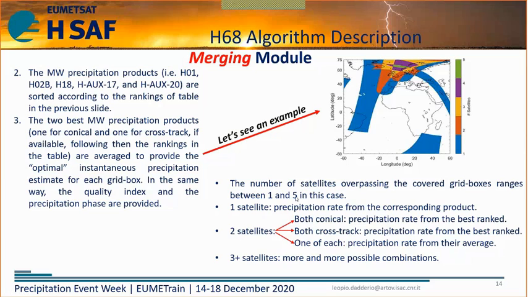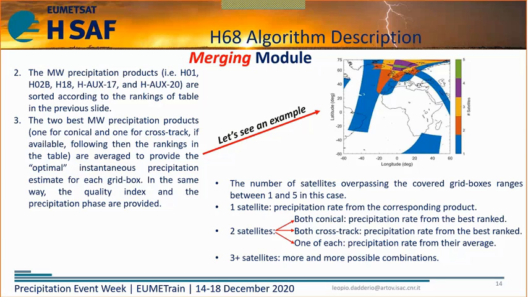If you have two satellites, you have three possible scenarios. If both satellites are conical, the precipitation rate is taken from the best ranked in the conical ranking. If both are cross-track, the same. The precipitation rate is taken from the best ranked in the cross-track ranking. But if you have one conical and one cross-track scanning satellite, you average these two values.